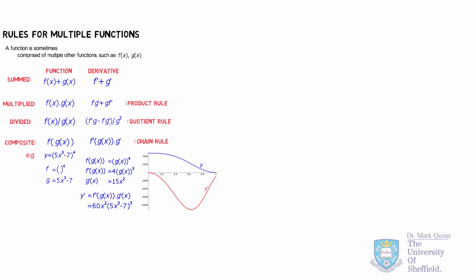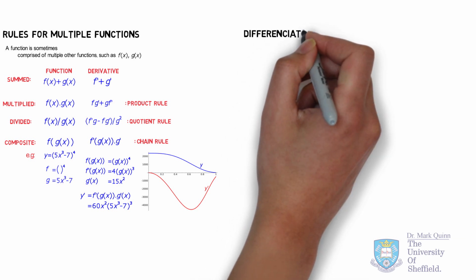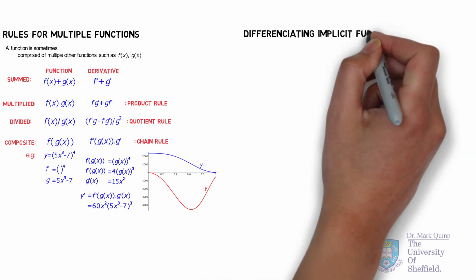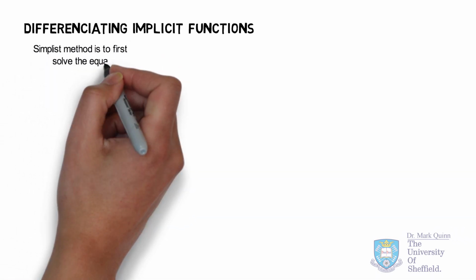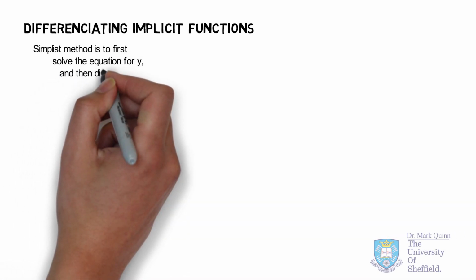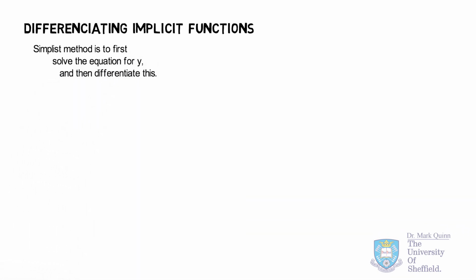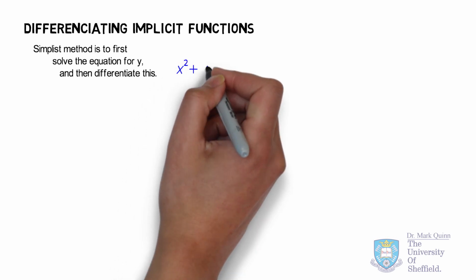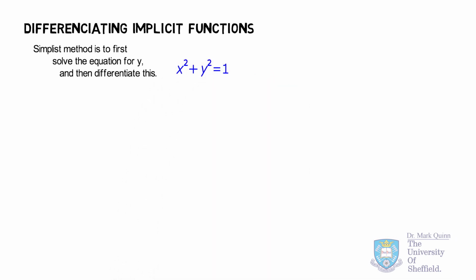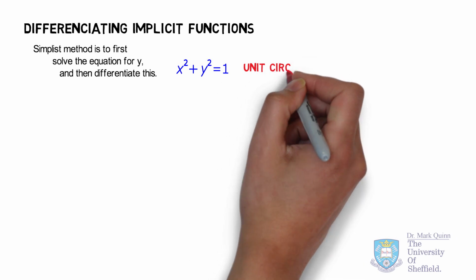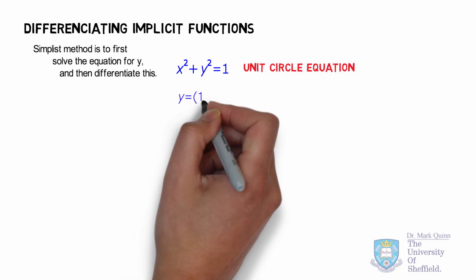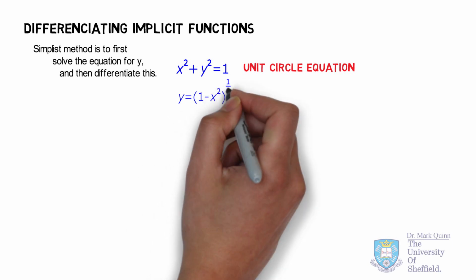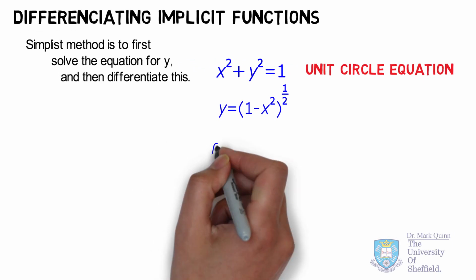When we are dealing with functions that are not explicitly defined in terms of x, i.e. when we're dealing with implicit functions, such as the equation of the unit circle, we would nonetheless wish to analyze these functions to determine the derivative. There are two relatively simple methods for differentiating implicit functions. First, we can simply solve the equation for y and then differentiate this. Here we've differentiated the function after we solve for y, and y is equal to 1 minus x squared, all to the power of a half.